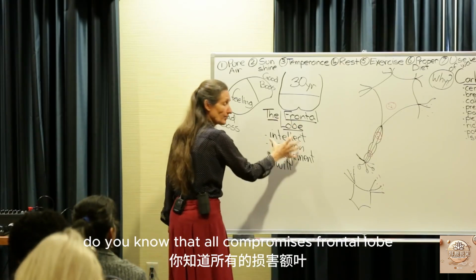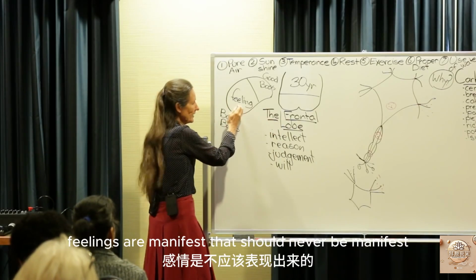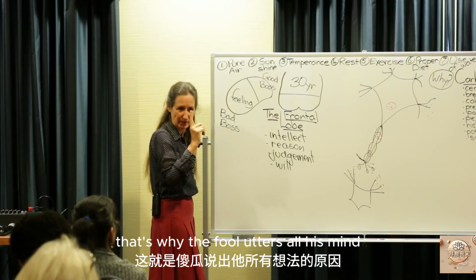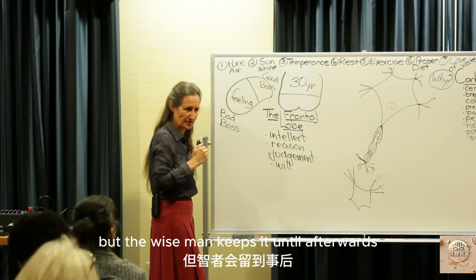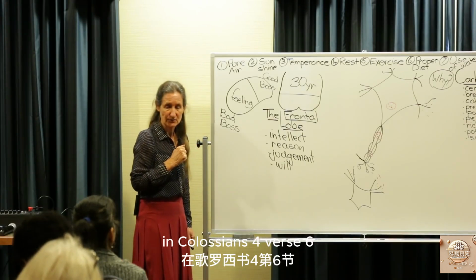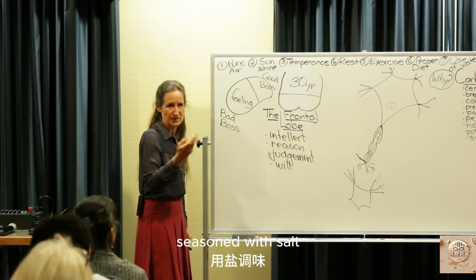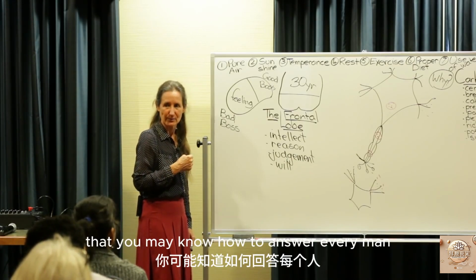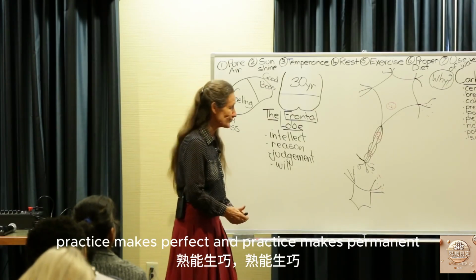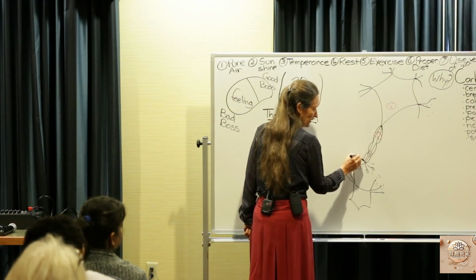Do you know that all compromises the frontal lobe? And so things are said, feelings are manifest that should never be manifest. That's why the fool utters all his mind, but the wise man keeps it until afterwards. Do you know the Bible says in Colossians 4 verse 6, let your speech be always with grace, seasoned with salt, that you may know how to answer every man. And remember, practice makes perfect, and practice makes permanent. There's the permanent pathway.